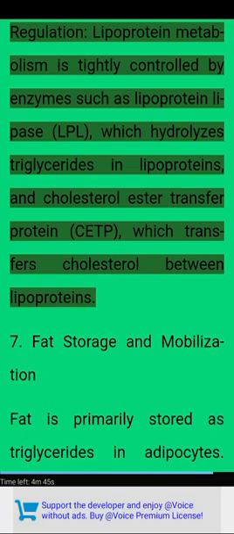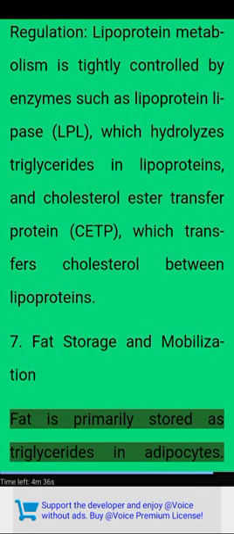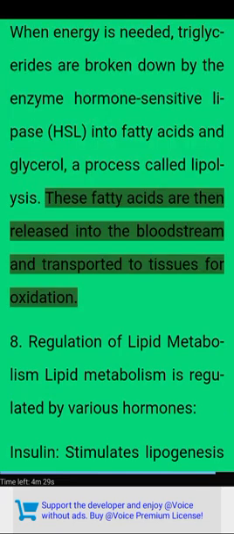Regulation. Lipoprotein metabolism is tightly controlled by enzymes such as lipoprotein lipase, LPL, which hydrolyzes triglycerides in lipoproteins, and cholesterol ester transfer protein, CETP, which transfers cholesterol between lipoproteins. 7. Fat storage and mobilization. Fat is primarily stored as triglycerides in adipocytes. When energy is needed, triglycerides are broken down by the enzyme hormone-sensitive lipase, HSL, into fatty acids and glycerol, a process called lipolysis. These fatty acids are then released into the bloodstream and transported to tissues for oxidation.